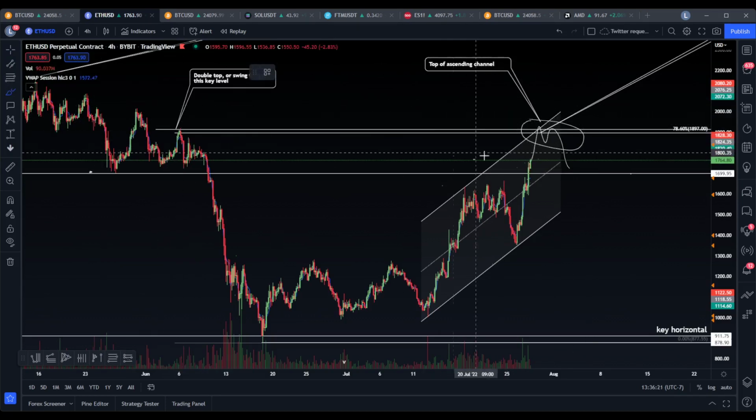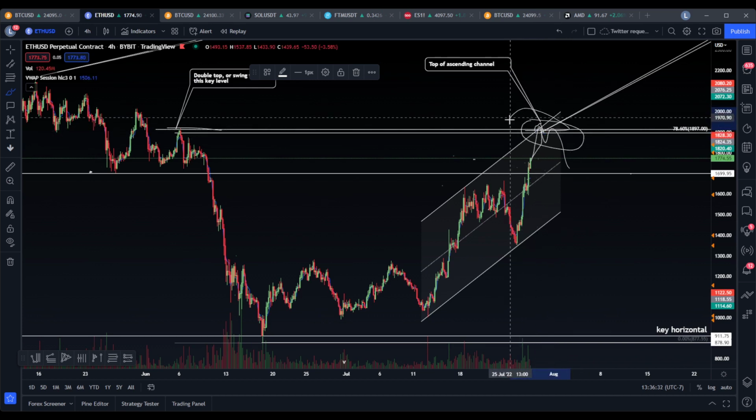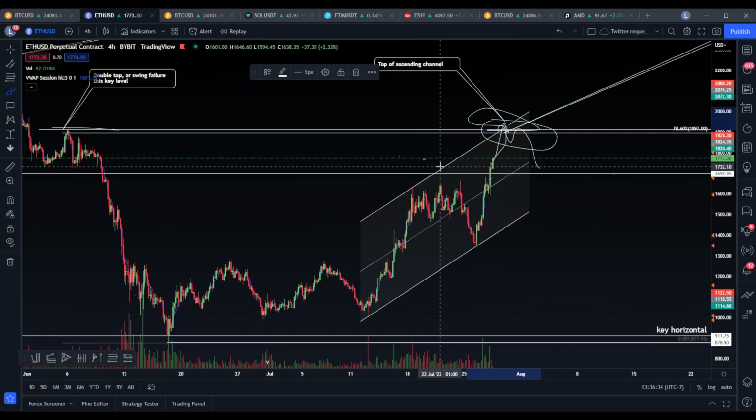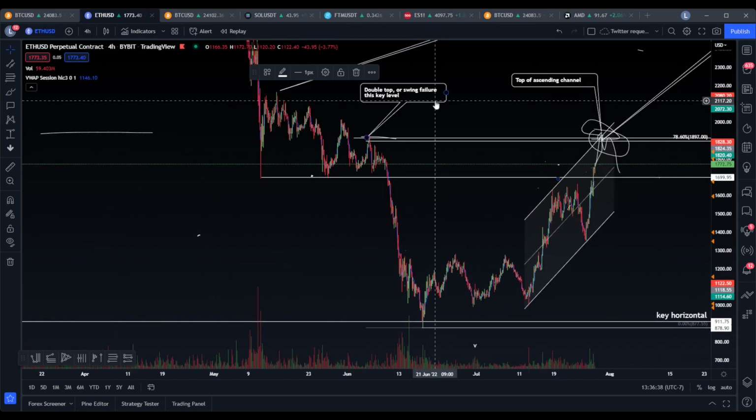And in the case of ETH, we'd come up and we could even swing failure the liquidity above these highs, stopping out shorts and trapping breakout longs. So this is a level I'm very interested in shorting. Again, same thing with ETH. You know, I shorted, I want to just show this level quickly.